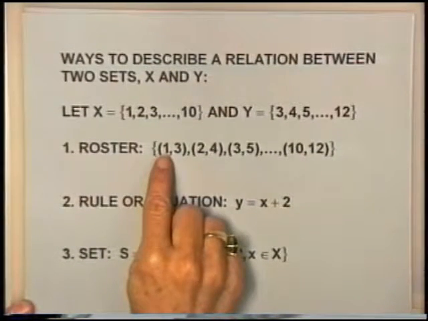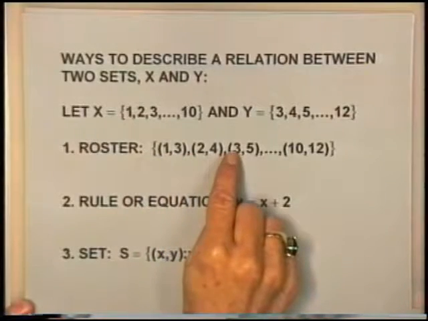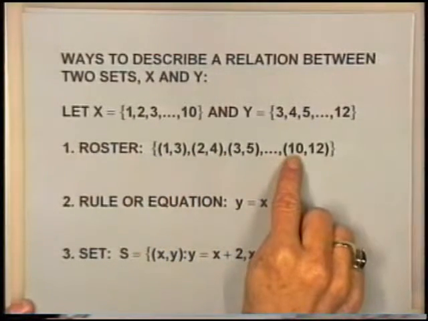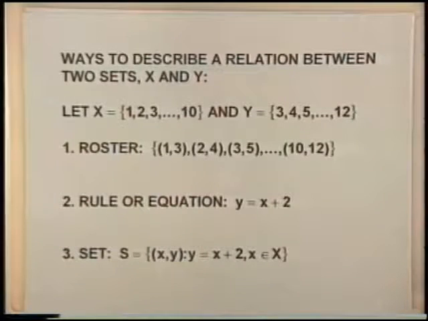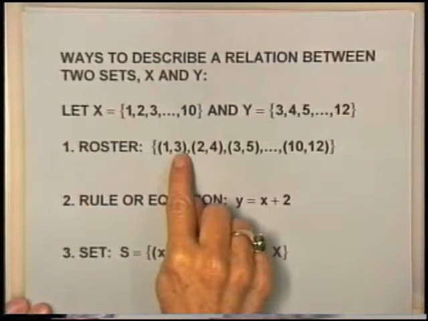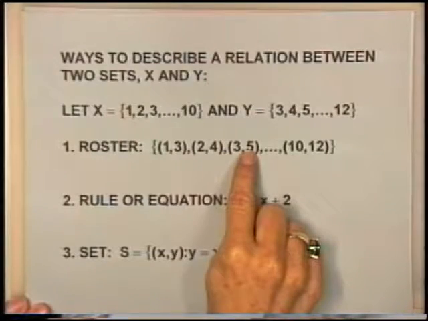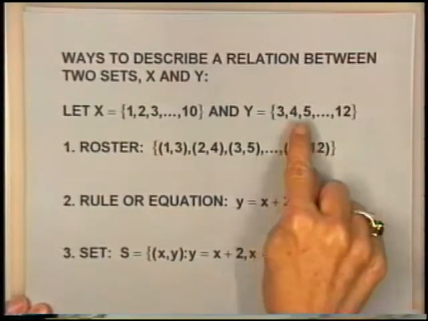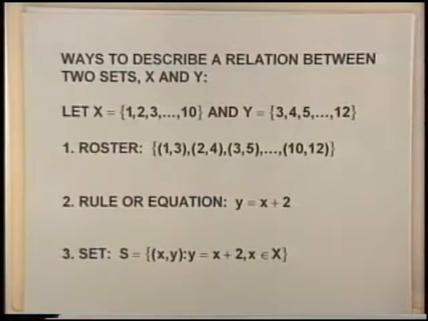Notice that our first coordinates are 1, 2, 3, and so on up to 10. These are the numbers that came from set X. So the numbers in set X would be the domain of this relation. The second coordinates are the numbers 3, 4, 5, and so on up through 12. Or in other words, these numbers in set Y are the numbers that would constitute the range of this relation. So one way to describe a relation is to simply list the ordered pairs that belong to that relation.